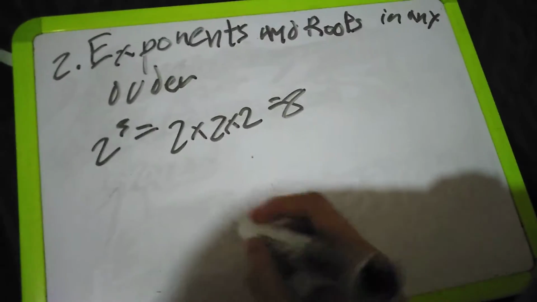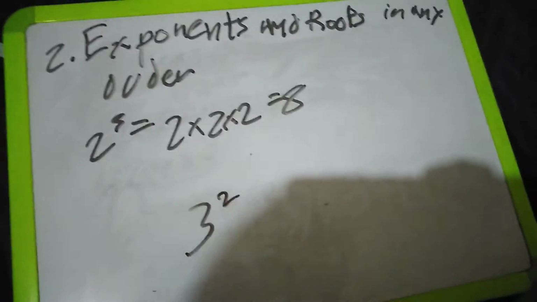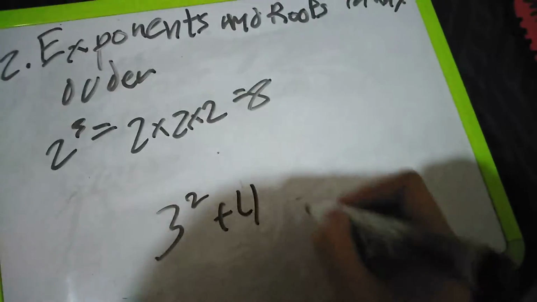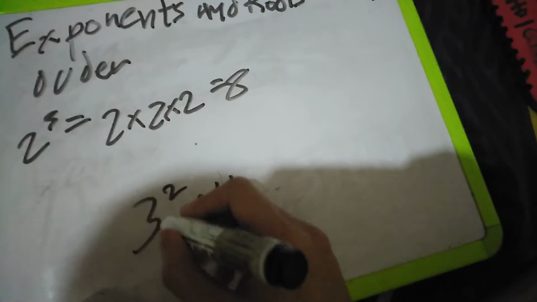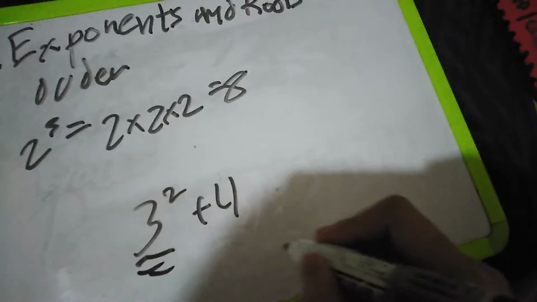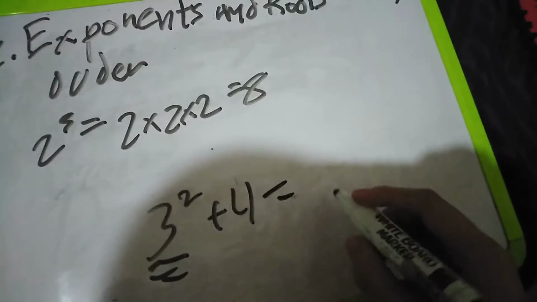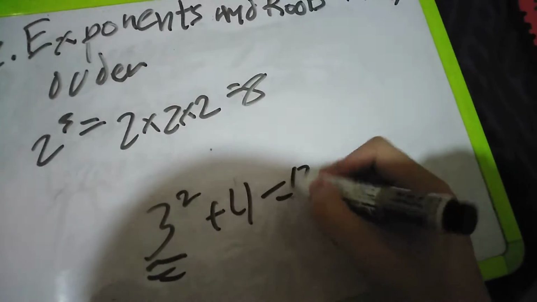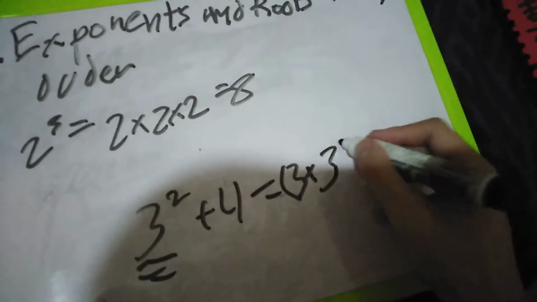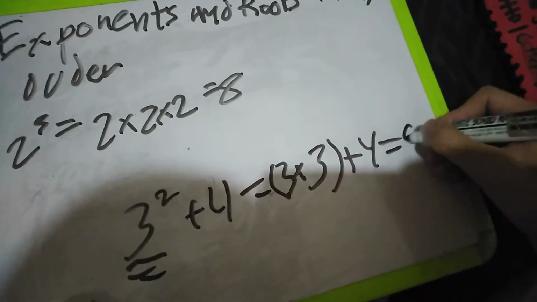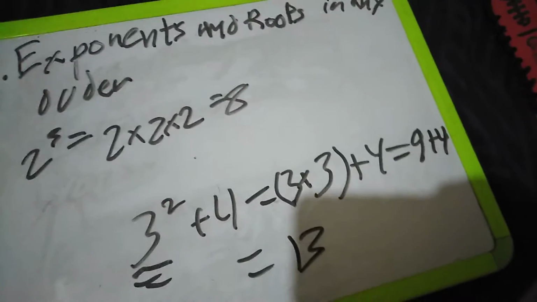We have something like that, say 3 raised to 2 plus 4. We first need to do this, an exponent. So 3 raised to 2 will become 3 times 3. So it's 9. Then add 4. The answer is 13.